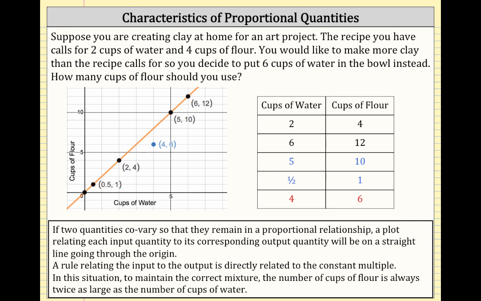In this situation, to maintain the correct mixture, the number of cups of flour is always twice as large as the number of cups of water. In a future lesson, we're going to investigate this relationship more thoroughly, but this is an introduction to characteristics of proportional quantities and proportional reasoning.